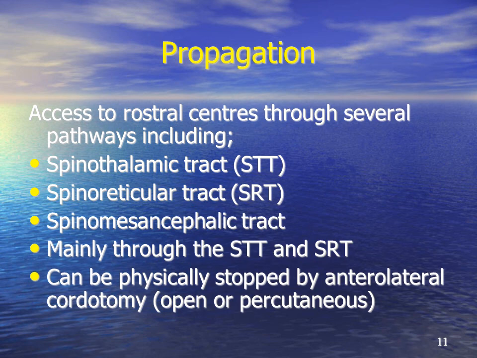From the dorsal horn, you have propagation of the message, and that goes up through the ascending pathways, including the spinothalamic tract, the spinoreticular tract, and the spinomesencephalic tract. Probably the most important ones are, however, the spinothalamic tract, and certainly in terms of physically stopping the pain, it's the spinothalamic tract that's targeted when one gets a percutaneous or open cordotomy done as part of getting pain relief for significant and intractable pain.